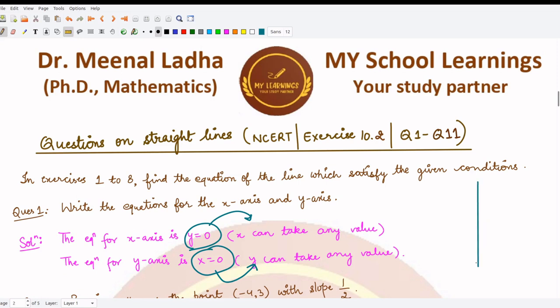Let's say this is our coordinate axis. This is the equation of the x-axis. At all the points here the value of y is 0 and we can take any value for x, so the equation is y equals 0. And what about the y-axis? We have this as our y-axis. Here the value of x is 0 and y can take any value, so for the y-axis we have the equation x equals 0. Fine. Let's move forward to the second question.